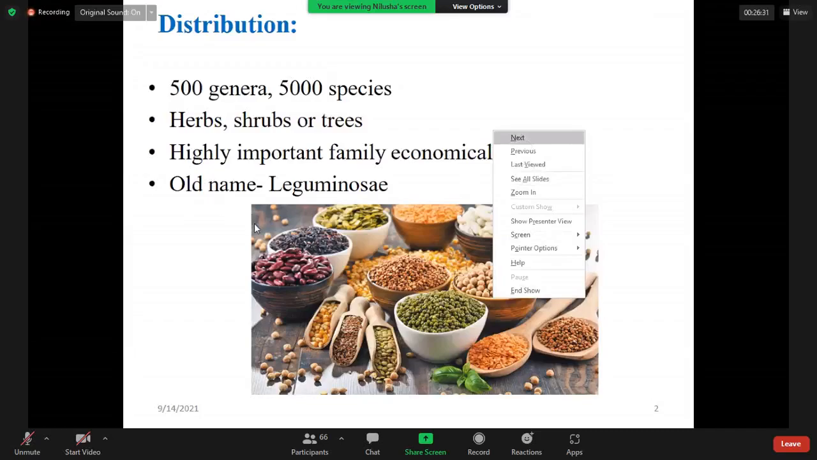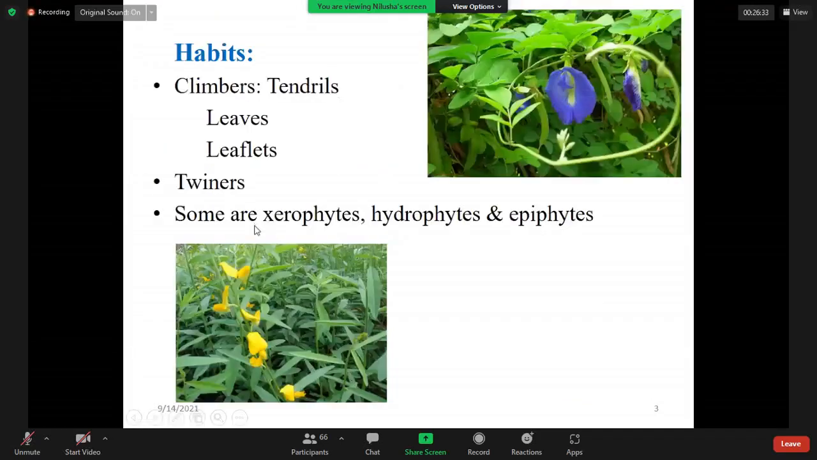Next, we will see the habits of the Fabaceae family groups. They include climbers. In this picture, you can see climbers by the presence of tendrils, which are a modification of the leaves or leaflet parts. It also has xerophytes, hydrophytes, and epiphytes.